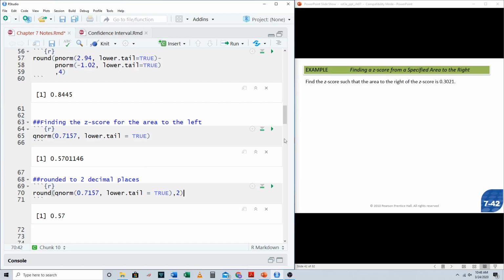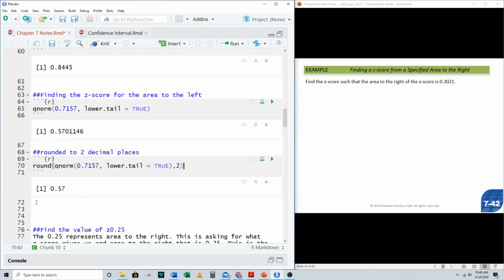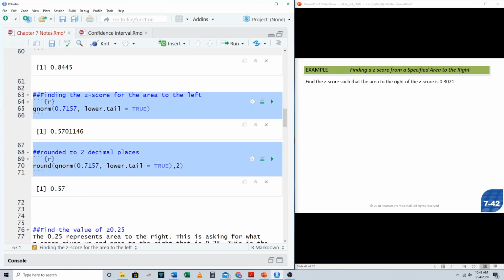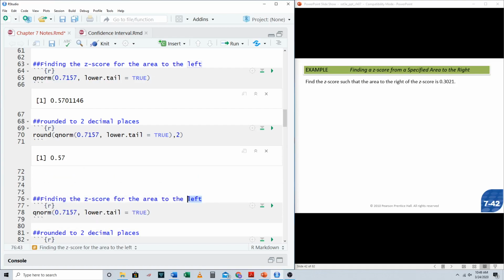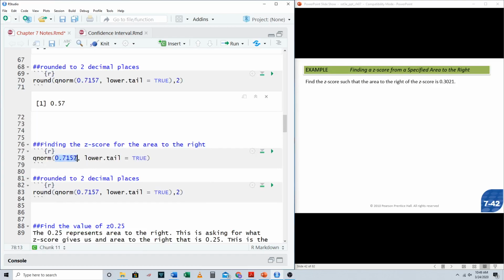Okay, area to the right. Now, area to the right, I'm going to copy all this. That's because I like to copy and paste. Yeah, I must have skipped over these, I guess. Area to the right. All right, so here they gave us area to the right 0.30221. And I'm going to assume, I'm going to try this out, lower tail equals false because this is area to the right. And you do have to spell that correctly. False.